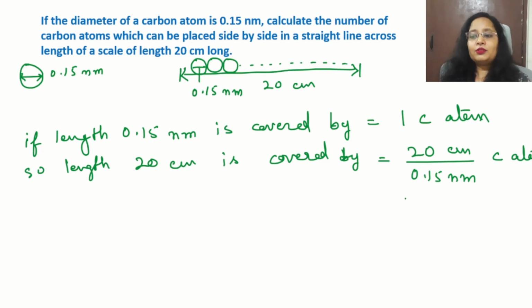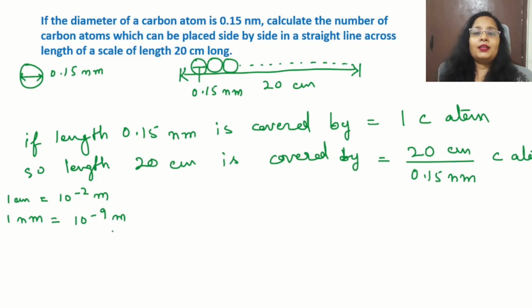Now we will solve this, but before solving this we have centimeter and nanometer, different units. Before solving any question we need to change the units into one form. Like here we will change centimeter and nanometer into meter. Let's see how. As we know, 1 centimeter is equal to 10 to the power minus 2 meter. In the same way, 1 nanometer is equal to 10 to the power minus 9 meter.